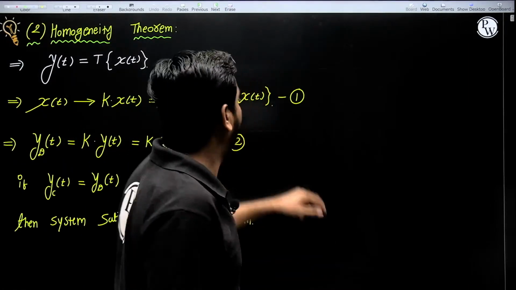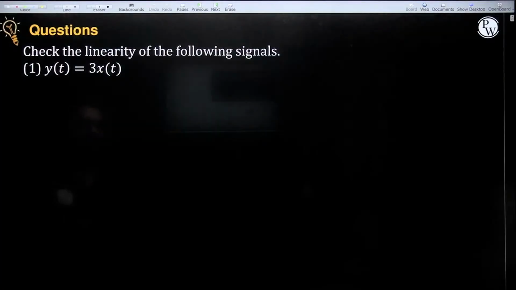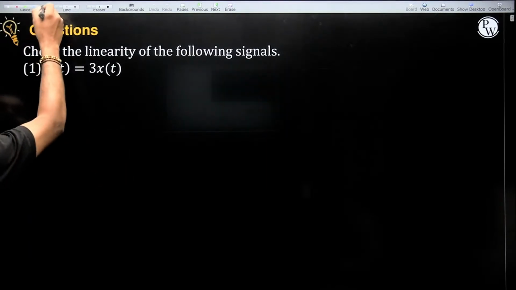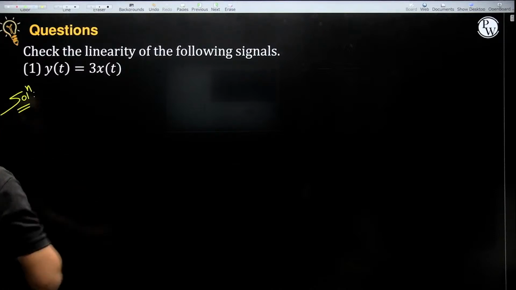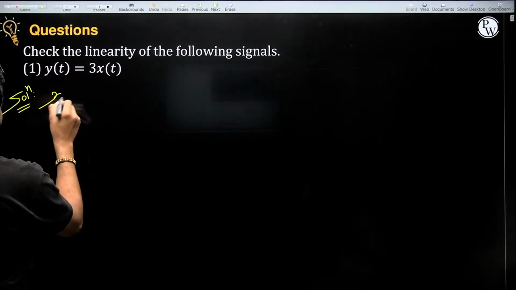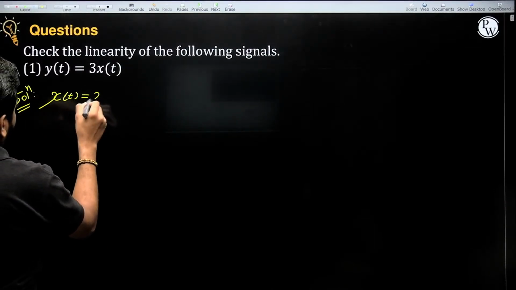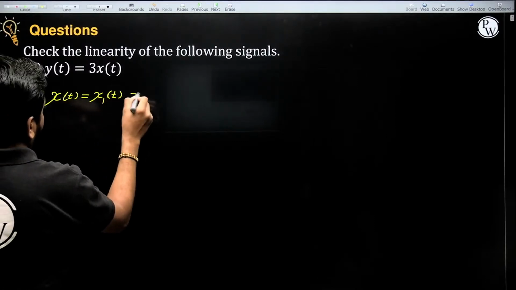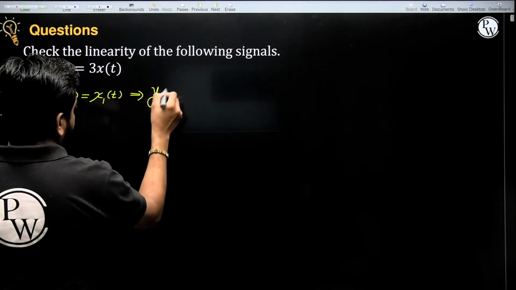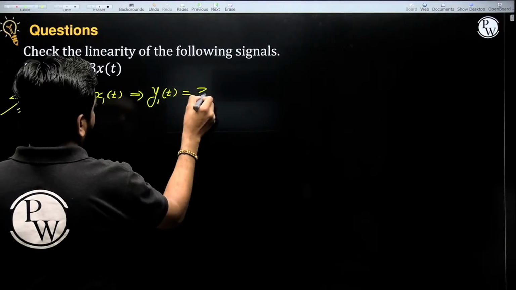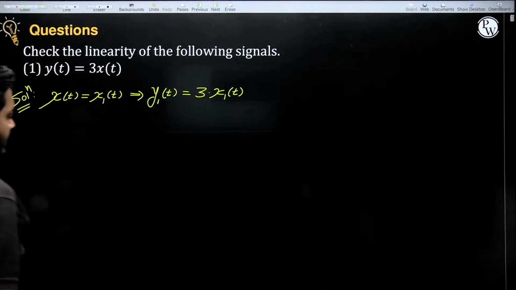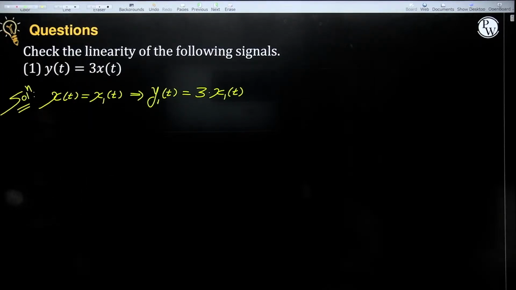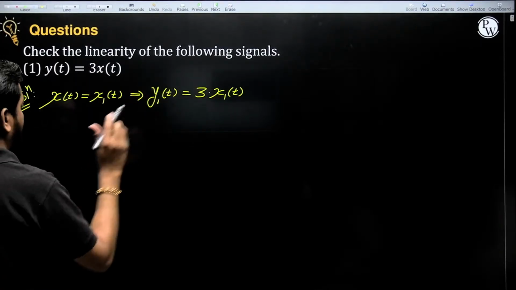Now let us take one example. Check the linearity of the following system. First of all, find the individual response. Place x of t as x1 of t. Here y1 of t is 3 x of t, with x of t being x1 of t. So this is the response due to x1 of t.